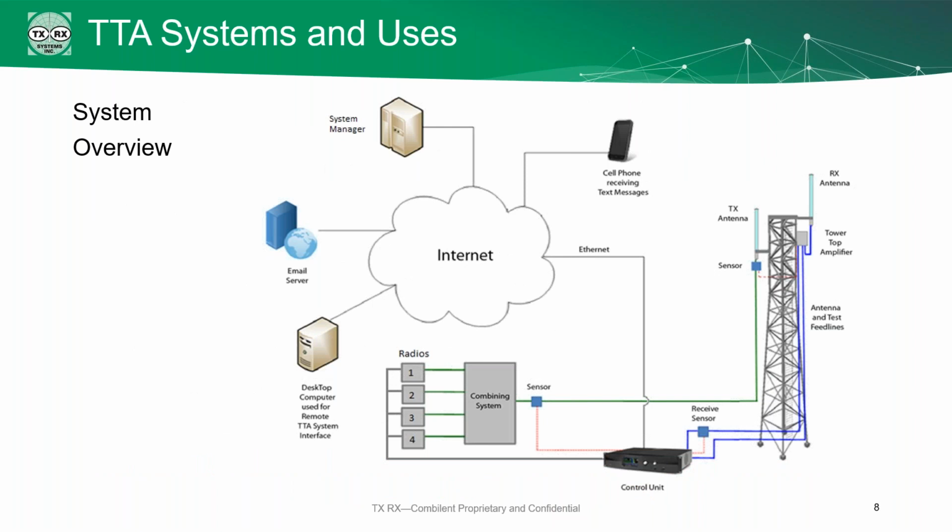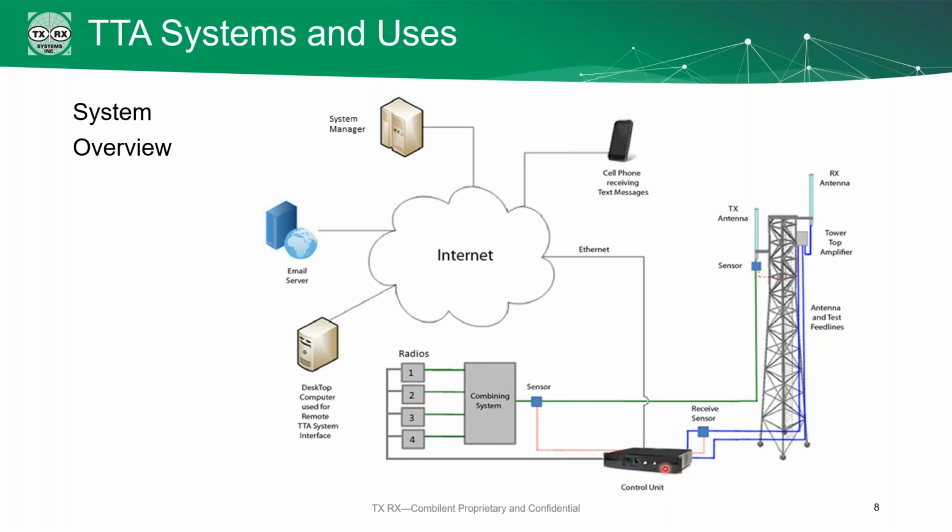So let's take a look at what the system actually looks like. And here we've got a diagram showing all the different components. We have our receive antenna, and that hands off the signal to a tower top amplifier. And this is the box that we mentioned on top of the tower. Comes down through the line to the control unit, and the control unit then divides it up and hands off all of your signal to your radios. Radios hand it back to the combining system, back out through the TX antenna.